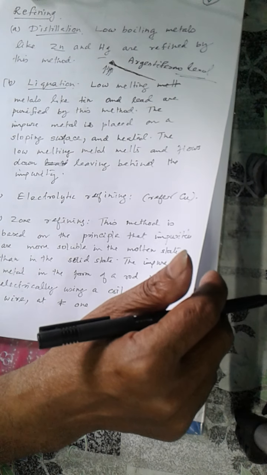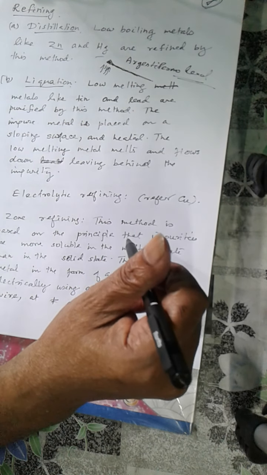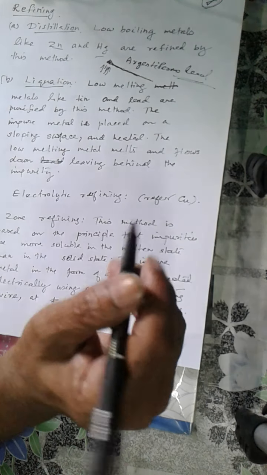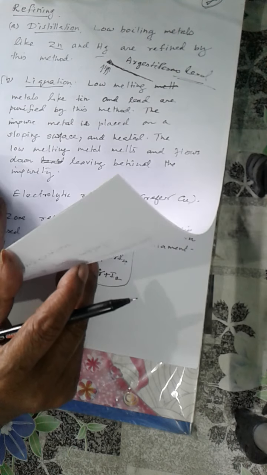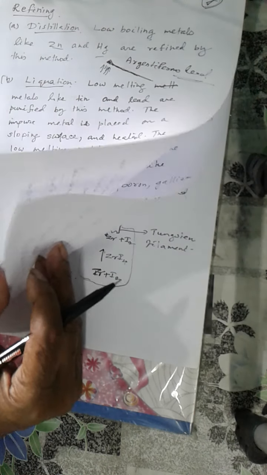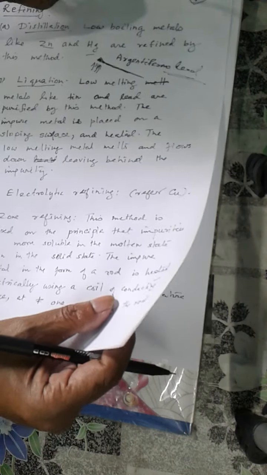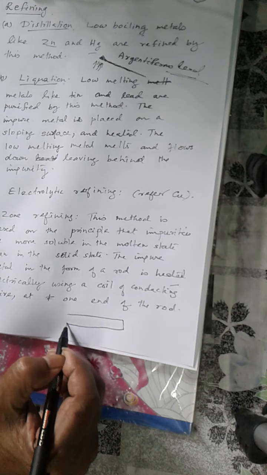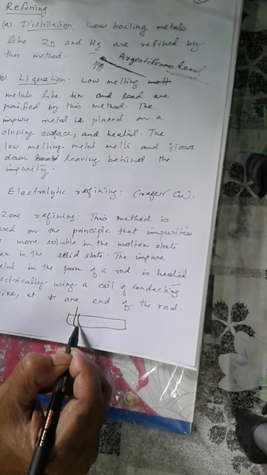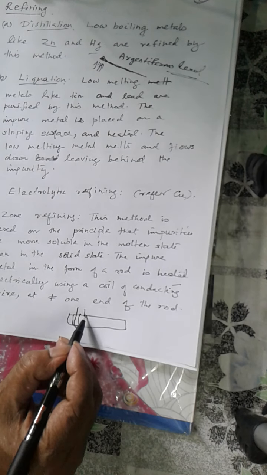Now, electrolytic refining, we have seen the case of copper. There is another method which is most important in the production of semiconductors, and this method is called the zone refining. Now the material, metal or a non-metal, silicon is a non-metal, and germanium is a semi-metal, metalloid. So the element in the form of a rod is heated at one end using a coil. Now this zone is melted.